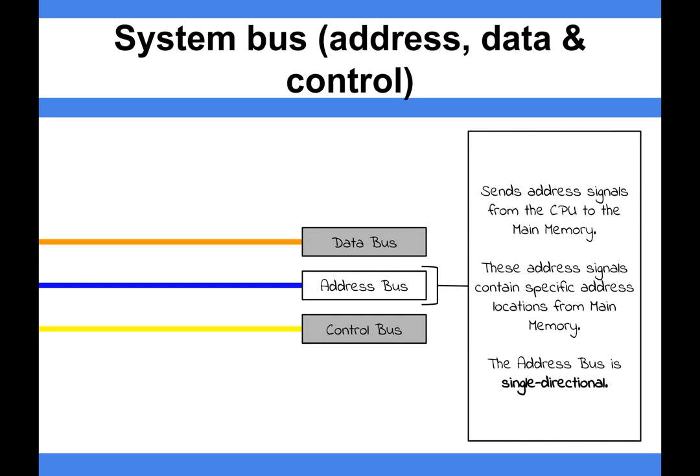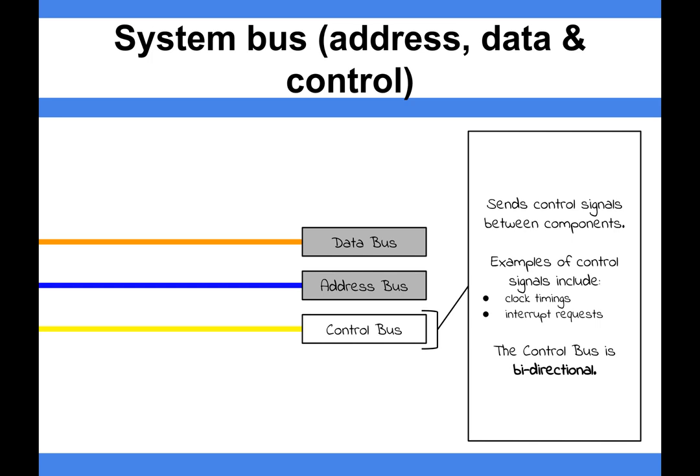Okay, so on the data bus, those ones and zeros that travel down are data, and it can go in both directions. You've got the address bus, which is single directional, which sends address signals from the CPU to memory. These address signals contain specific addresses, so when it wants an instruction or data, it will send the address of that instruction or data to memory, but it only goes one way. It goes from the CPU out.